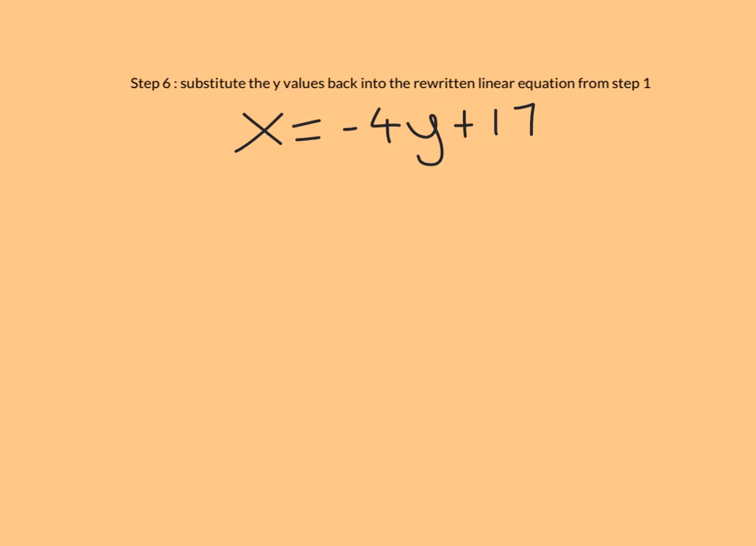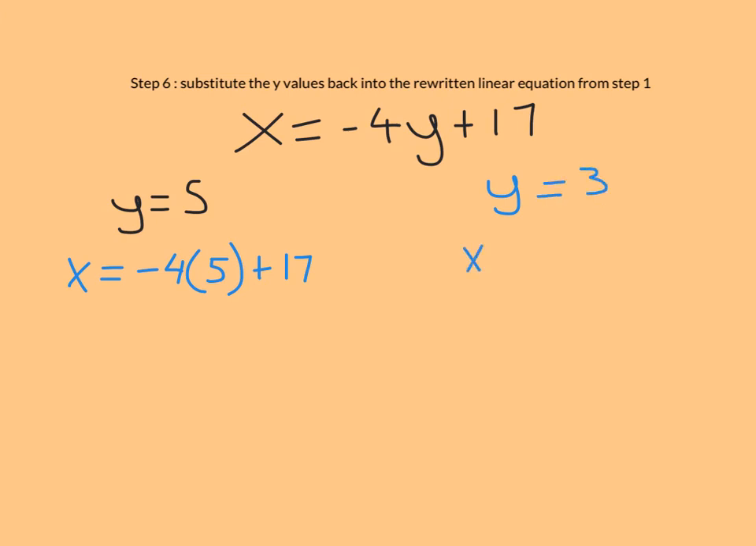Okay, the final step then, step 6. Substitute the y values back into the rewritten linear equation from step 1. So when I have y is equal to 5, you remember that this is the one that we had in the very beginning when I just brought the minus 4y across. Okay, so I'm just going to go ahead then and pop in y equals 5 for that. So I have x is equal to minus 4 multiplied by 5 plus 17. Okay, and then on the other side I have y equals 3, so I'm going to put x equals minus 4 by 3 plus 17.